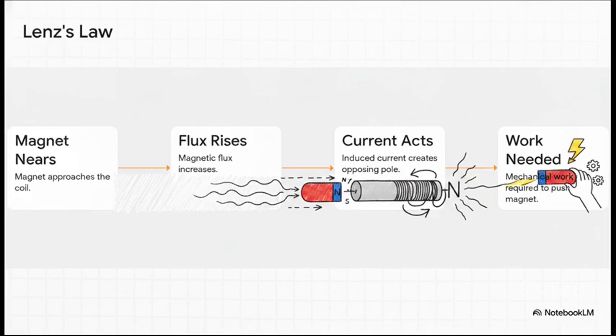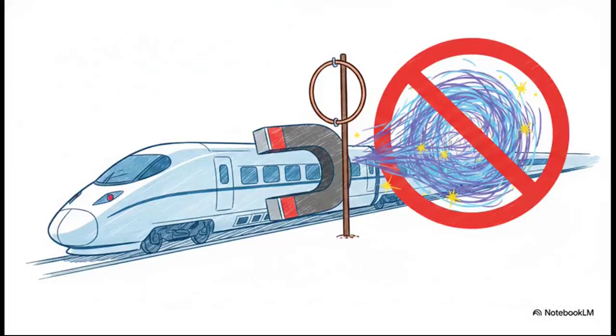The mechanical work you are putting in to force that magnet forward, that is exactly what's being converted into electrical energy in the wire. To really appreciate why Lenz's law is so absolutely crucial, imagine an express train with a huge magnet speeding past a platform signaling.